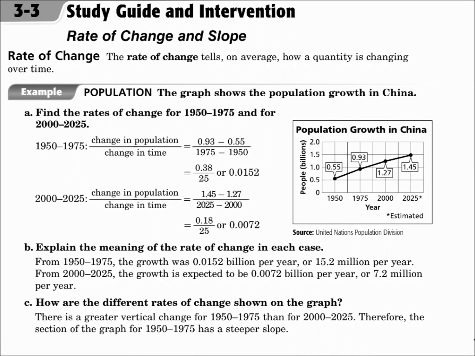This is lesson 3.3, rate of change and slope. Your objectives are to use rate of change to solve problems and to find the slope. The rate of change tells, on average, how a quantity is changing over time. You'll compare the y values with the x values and how they change over time.